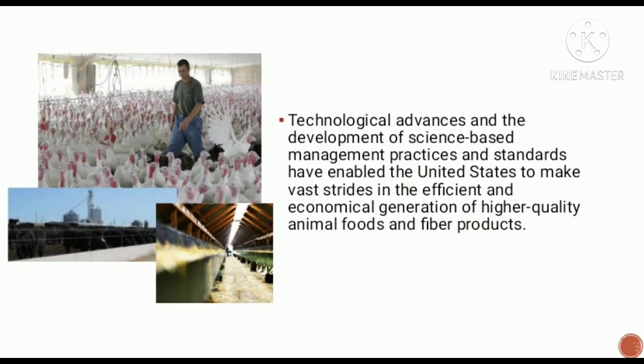Technological advances and the development of science-based management practices and standards have enabled the U.S. to make vast strides in the efficient and economical generation of higher quality animal foods and fiber products. Major and common types of animal production.